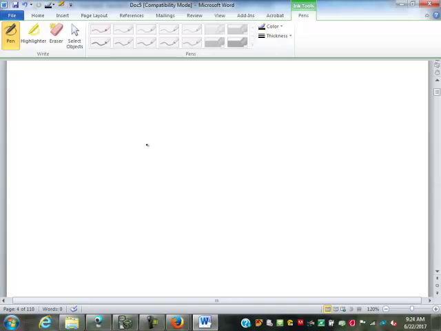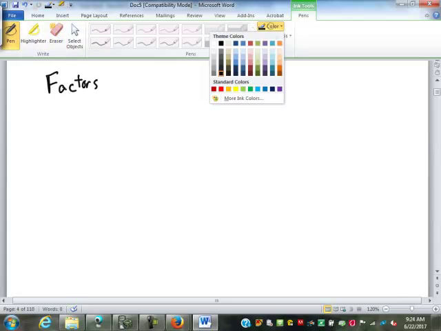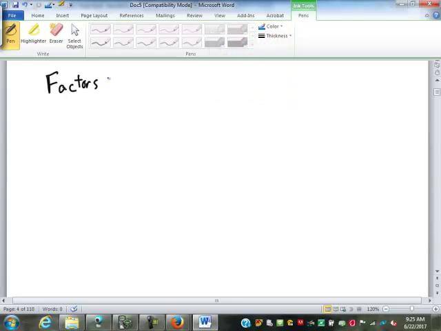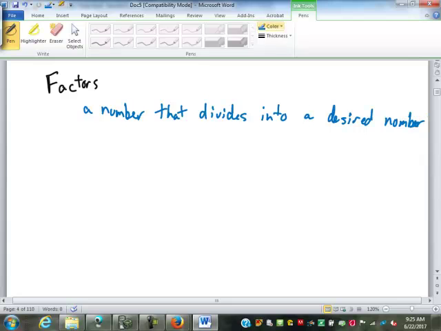Okay, so new stuff. We're going to start off today talking about factors. What is a factor? Well, a factor is a number that divides into another number. It divides into a desired number. That's one of the definitions.